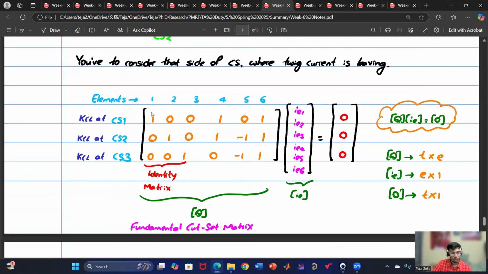And here also, what is the way to check whether you have done everything right or wrong? The identity matrix. Here you will get an identity matrix for the twigs 1, 2, 3. So once you get the identity matrix, then you have not made any mistake. But if you don't get it, then you have made a mistake. You can cross check again before you enter your answer. And this is called the fundamental cut set matrix or Q matrix.